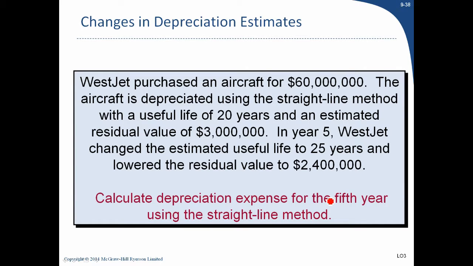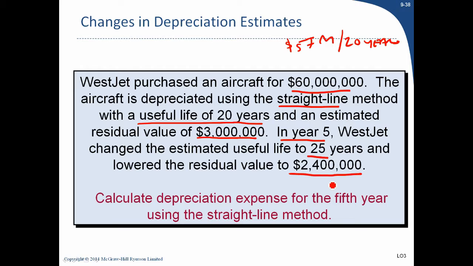So here's an example. WestJet purchased an aircraft for $60 million. The aircraft is depreciated using straight line with a useful life of 20 years and an estimated residual value of $3 million. So we know we're depreciating $57 million over 20 years. In year 5, WestJet changed the estimated useful life to 25 years and lowered the residual value to $2.4 million. That makes sense, right? We're going to use it a little bit longer, and therefore we're going to be able to sell it for a little bit less. Calculate depreciation expense for the 5th year using the straight line method.